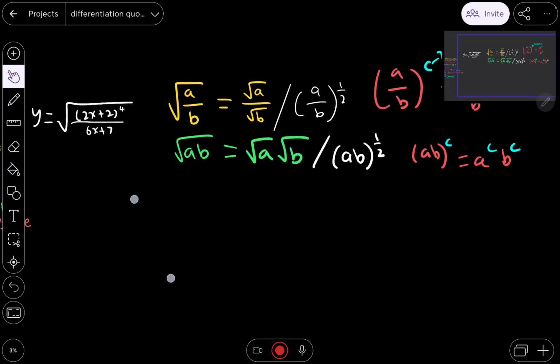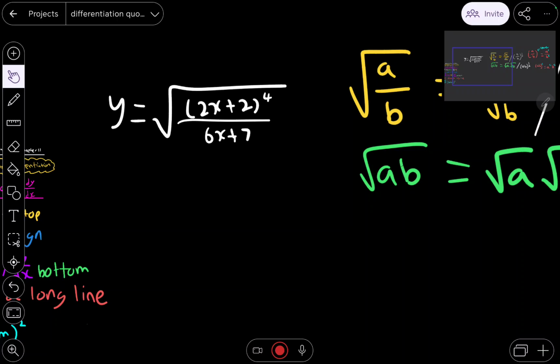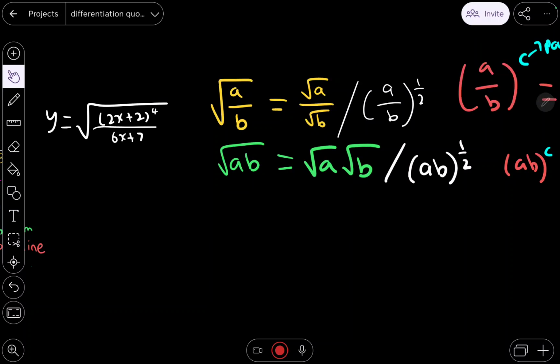Differentiate the following with respect to x. y equals square root of the whole thing, (2x plus 2) to the power of 4 over (6x plus 7). What we are going to do is make sure that it is in a very nice form to differentiate. From this rule here, what do you think I can do first? Do you think I can break them up? Can, right? Because of this rule here in yellow, square root of a over b, the whole thing, is the same as square root a at the numerator and square root b at the denominator, or we can write it as (a over b) to the power of half.